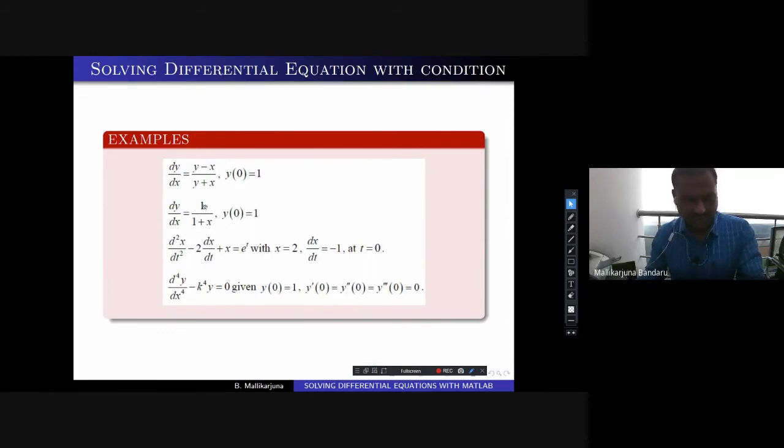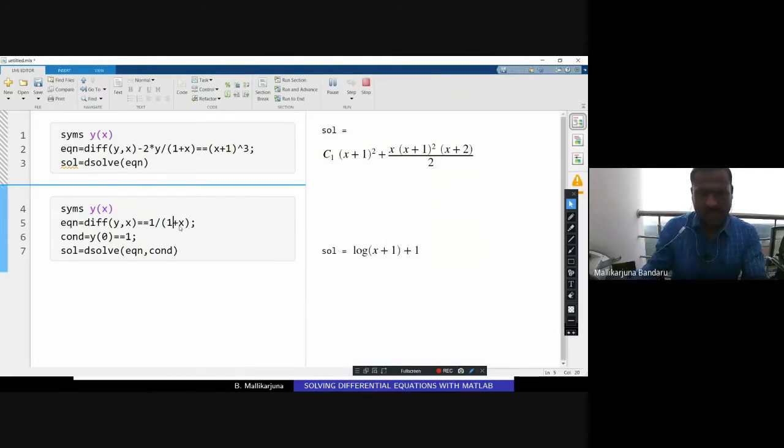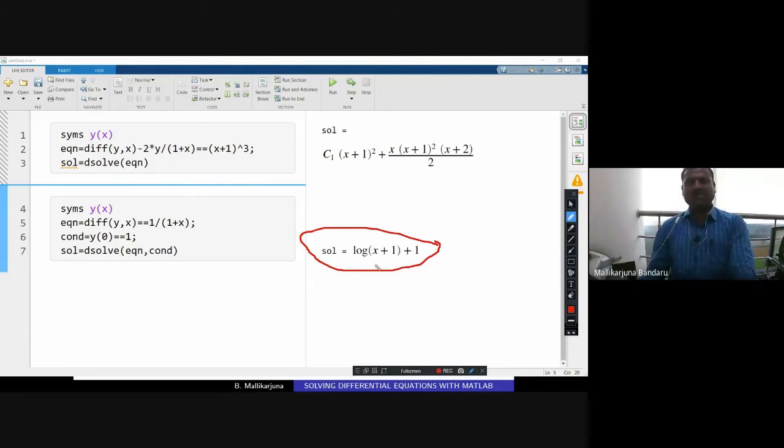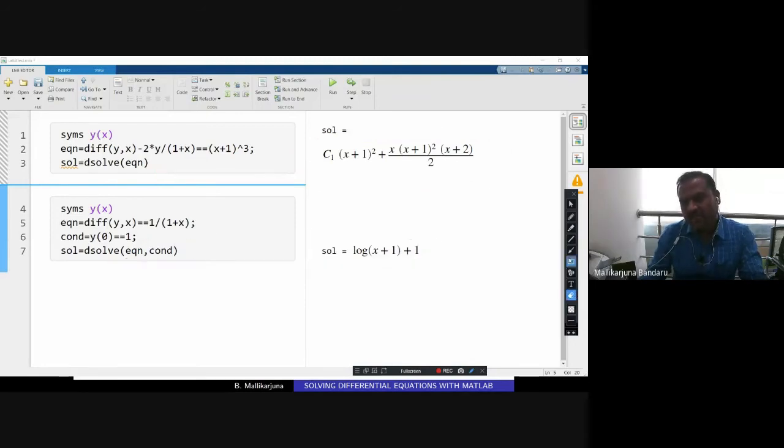Let me take the second function. It gives 1 by 1 plus x. For this it is getting 1 plus log of x plus 1. There is no arbitrary constant here, but in the earlier case there is an arbitrary constant because there is no condition. But here we are assigning a certain condition. So that is the advantage of a single syntax, dsolve. We can easily find the solution if there is a possibility of an analytical solution for that equation.